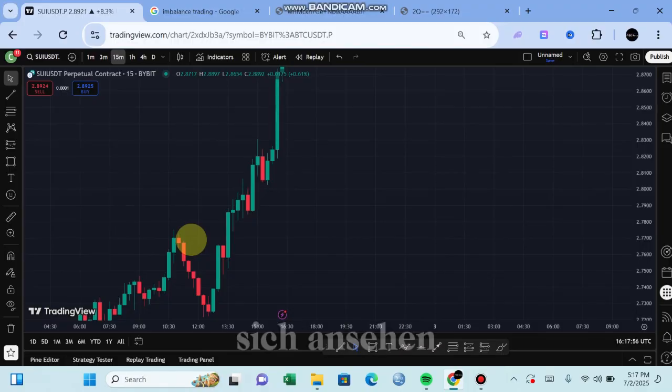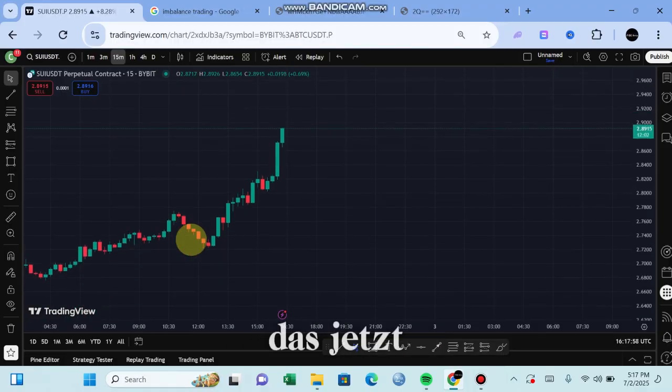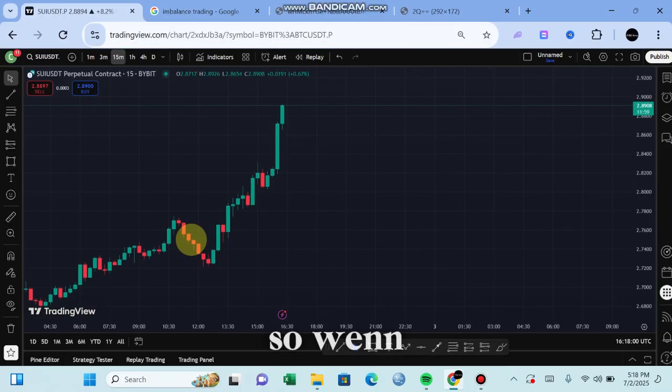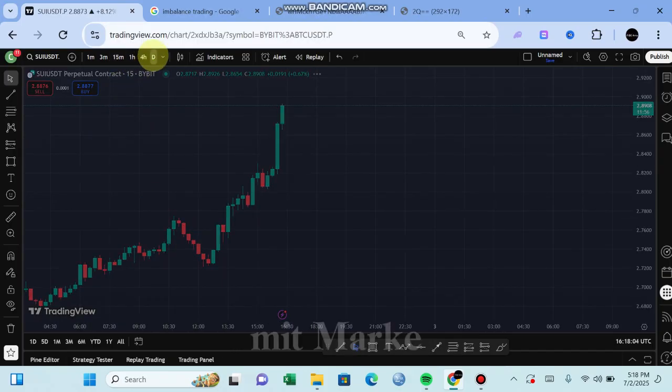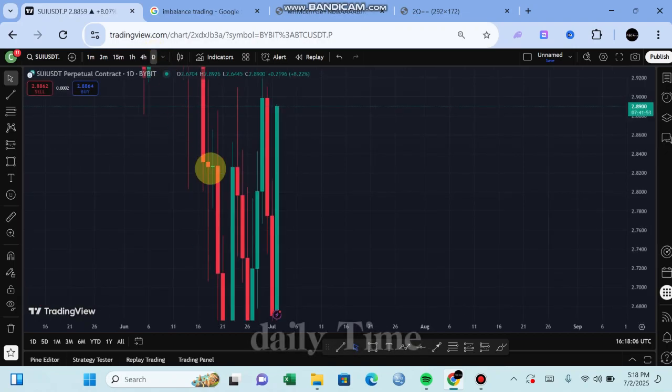And the other thing you should look out for is liquidity. I'm going to explain that right here in the chart. So if you want to make use of our trading strategy, it's very simple. The first thing I said is to read market structure. So go to the daily time frame.